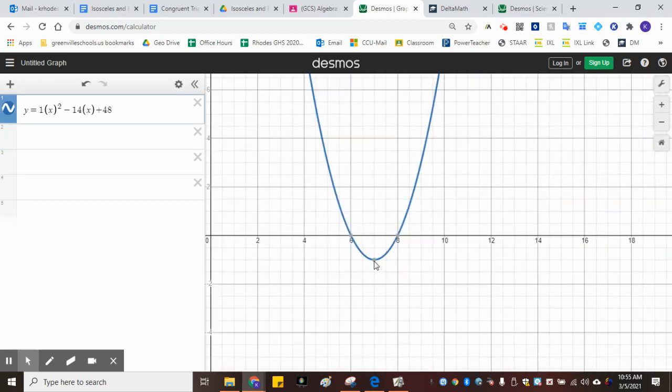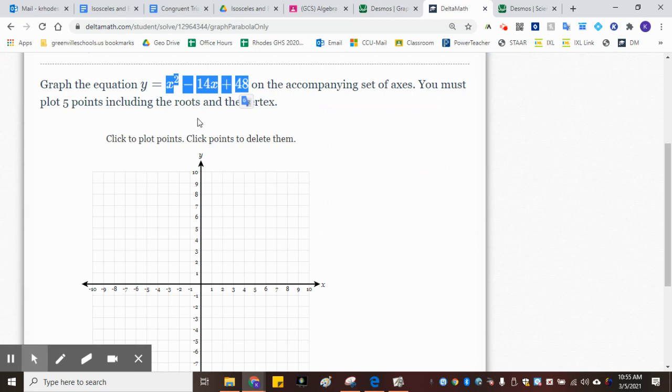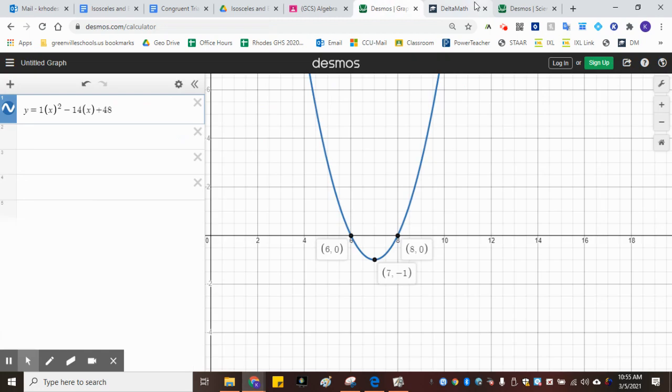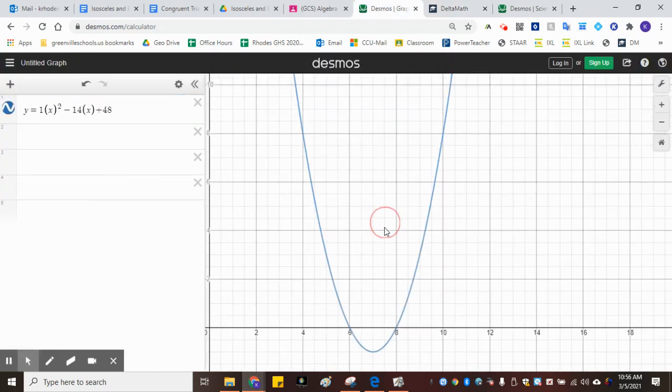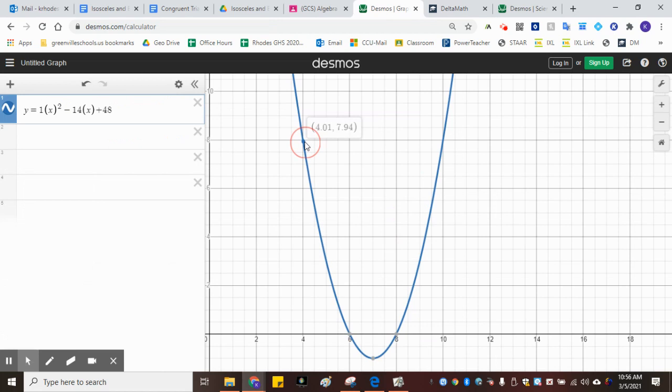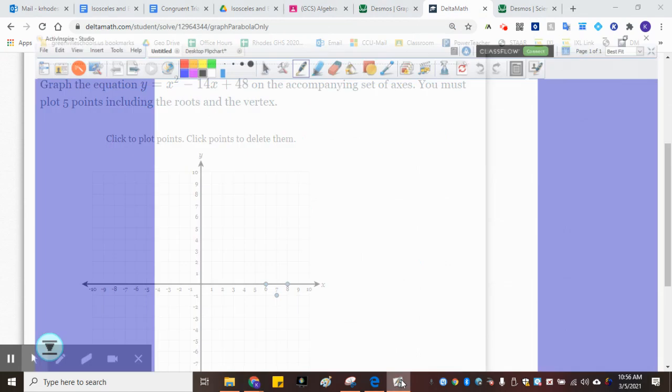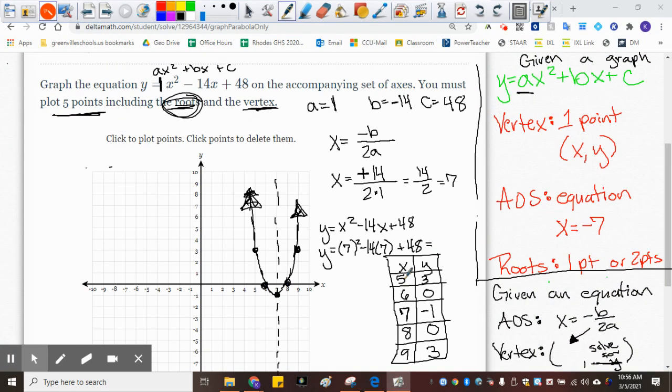So there we go. Make sure you have your vertex graphed and make sure you have your roots graphed. So 6, 0 and 8, 0, because that's what it says right here. Include the roots and the vertex. So 7, negative 1. And then 2 other nice points. I could have used 4, 8. I didn't. I could have. I used 5, 3.